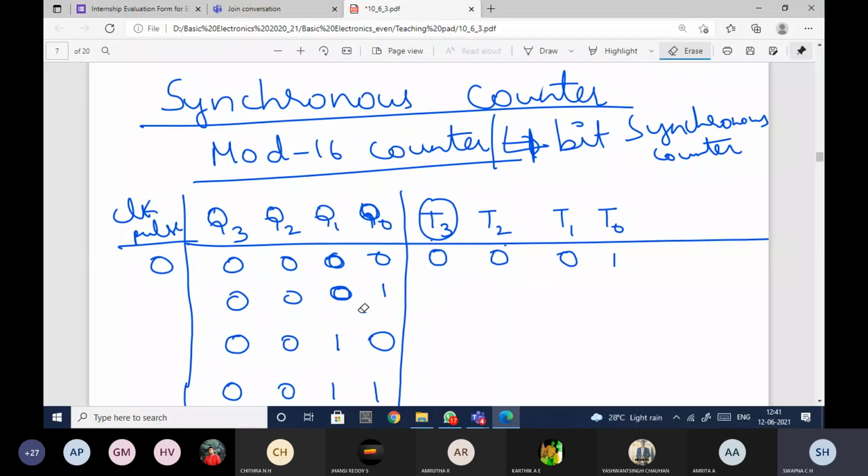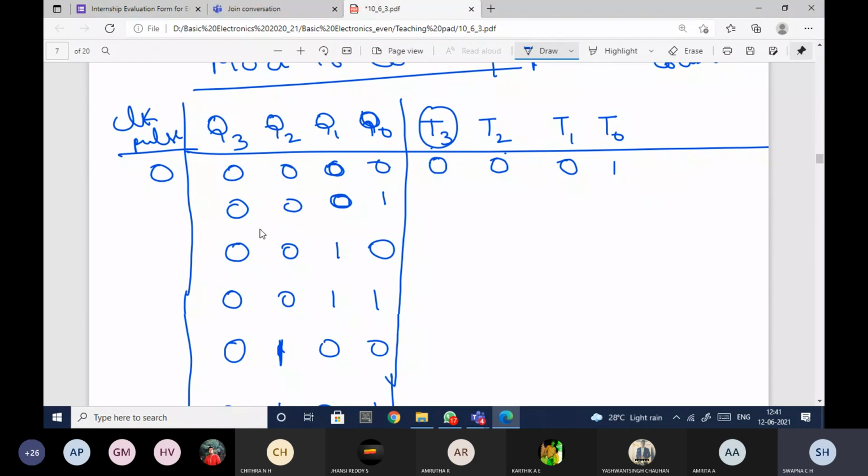In the same way, let me just check here. Now after this, when I give this, my next state will be this one. Now again, what should be the inputs to T3, T2, T1, T0, so that it will change to 0, 0, 1, 0. Just check Q3. The present state is 0, 0, 0, 1. When I give these inputs, the present state is changing to 0, 0, 0, 1. Now I need to get 0, 0, 1, 0. So what inputs should I give to T3, T2, T1, T0, so that it will change from 0, 0, 0, 1 to 0, 0, 1, 0.